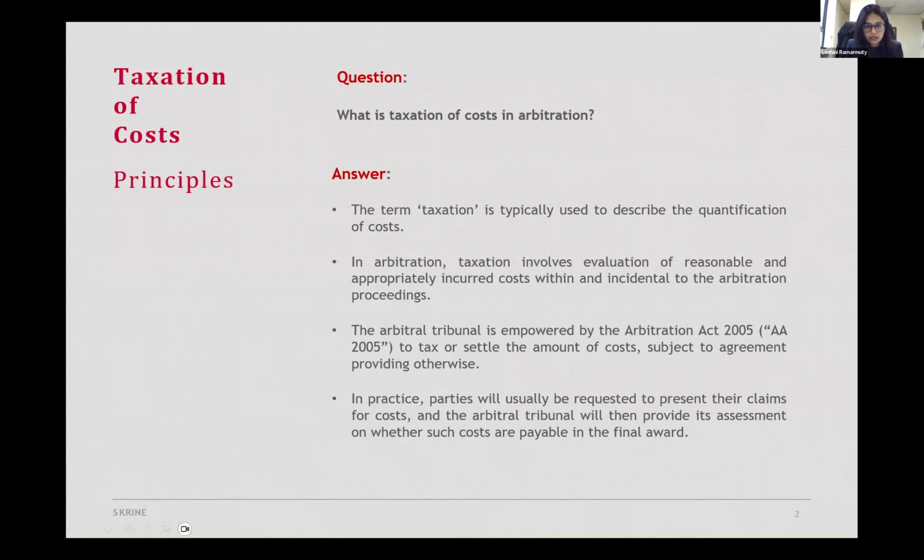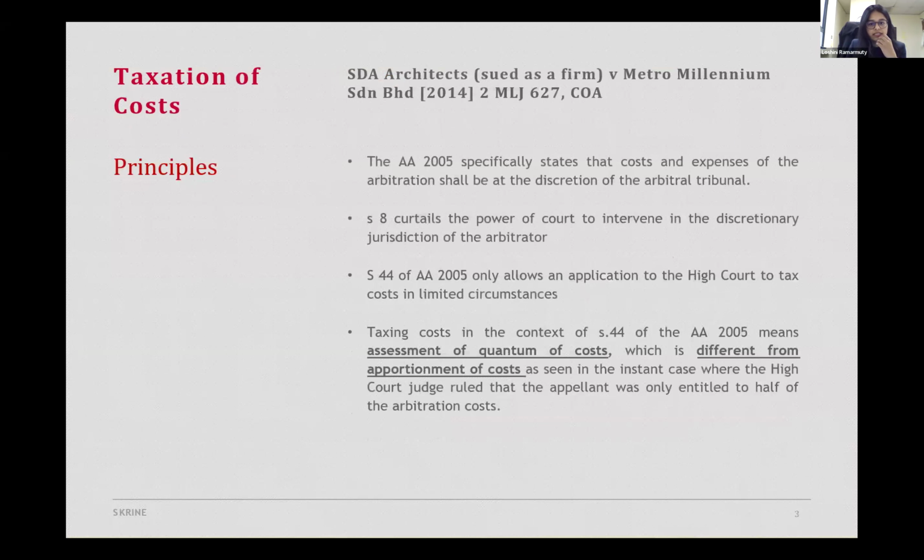Now, let's look at some more common instances in which taxation of costs is done. And I think what would be good is if we can look at a case that I thought would be useful. Just give me one second. Okay, so this is the Court of Appeal case of SDA Architects and Metro Millennium Sendirian Berhad.